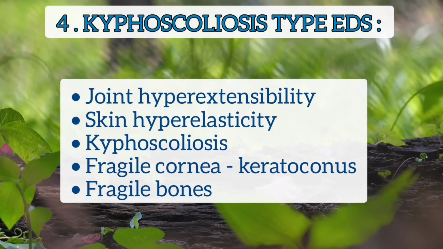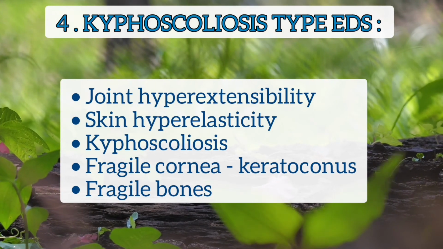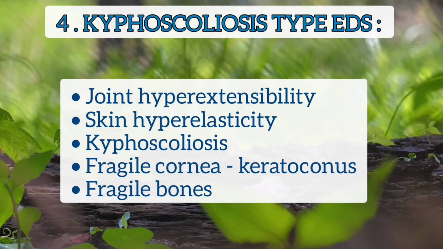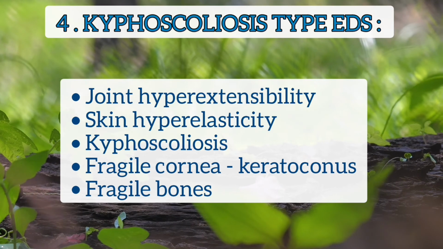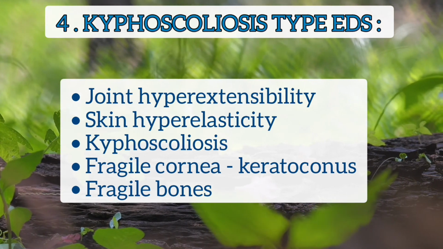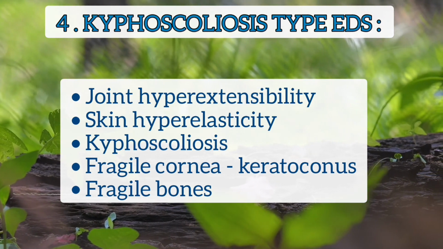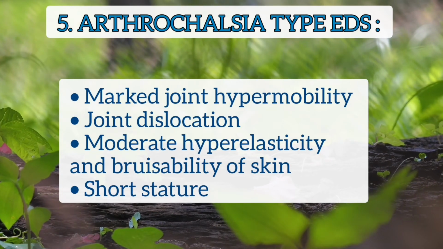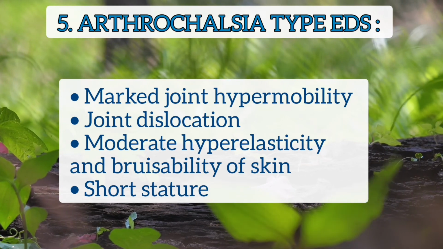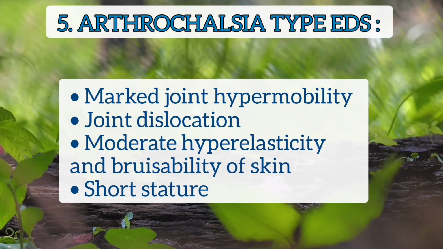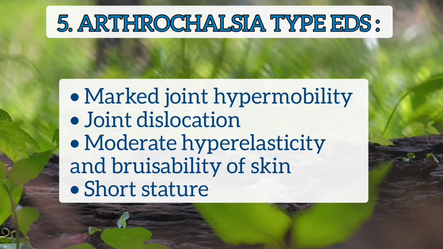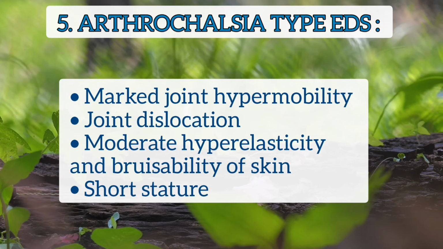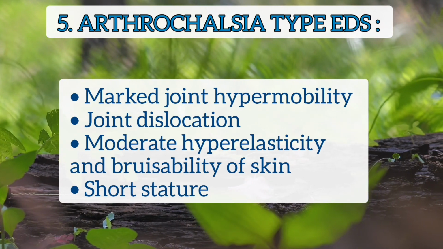The fourth one is the kyphoscoliosis type of Ehlers-Danlos syndrome. In this, there is joint hyperextensibility and skin hyperelasticity. There is increased risk of kyphoscoliosis, fragile cornea resulting in keratoconus, and there are also fragile bones. Fifth type is the arthrochalasia type Ehlers-Danlos syndrome. In this, there is marked joint hypermobility, increased risk of joint dislocation. There is moderate hyperelasticity and bruisability of the skin, and there is also short stature.